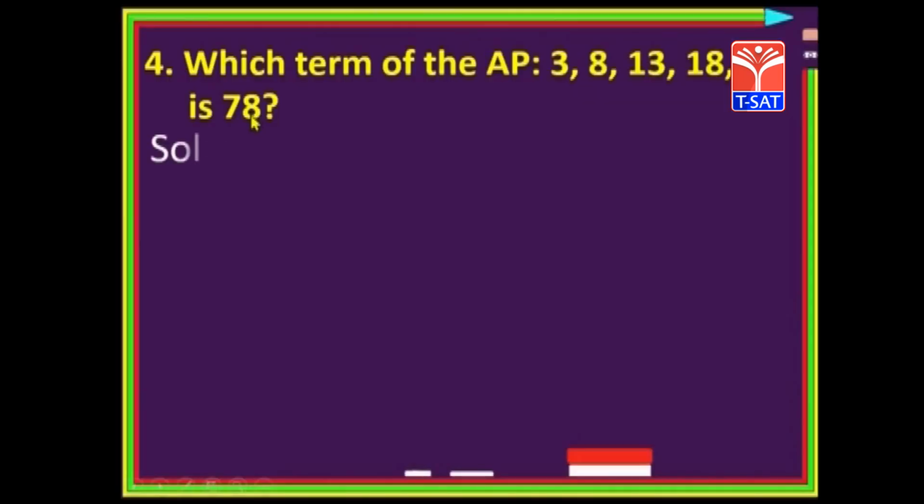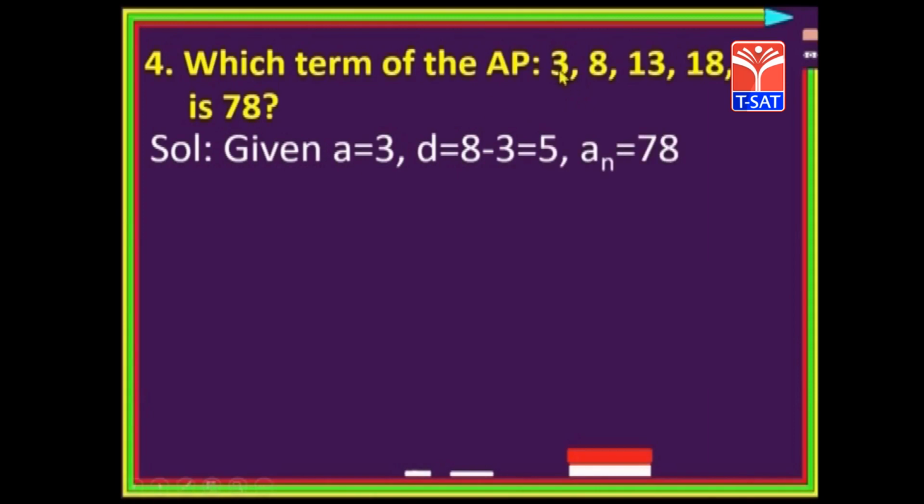In this given AP, what is a? This is the first term, right? The first term is a, so a is equal to 3. And what is the common difference? Second term minus first term, that is 8 minus 3 which is equal to 5, or 13 minus 8 also 5. That is called the common difference. Let us assume that a n is equal to 78. Now we have to find which term is 78. As we know the formula, a n is a plus n minus 1 into d. A n is equal to 78, right?